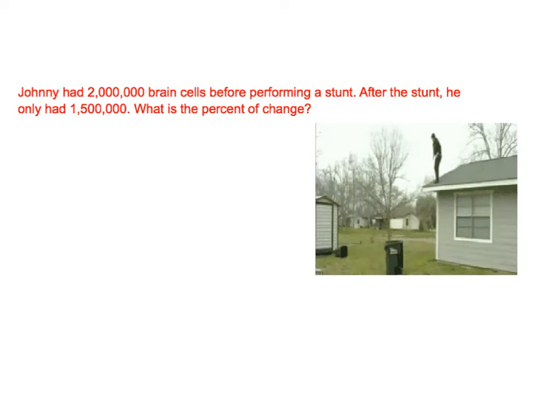All right, so why don't you pause the video and try this one on your own. I'll see how you do, and then we'll keep on moving. All right, so Johnny had 2 million brain cells before performing a stunt. After the stunt, he only had 1,500,000. What's the percent of change?